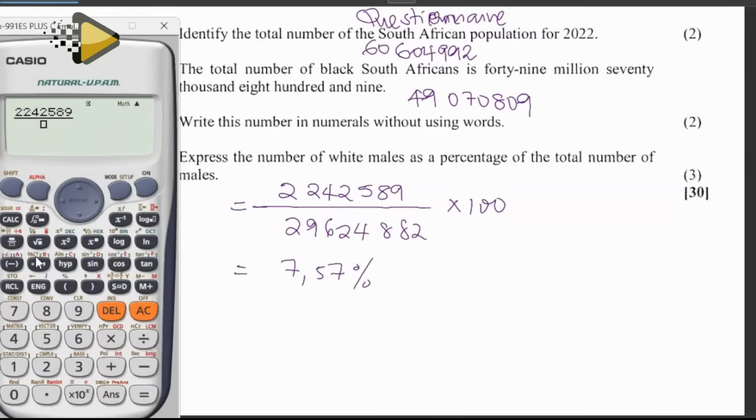242,589 divided by 2,962,489, times 100. This brings us to the end of question number 1. We'll look at question number 2.